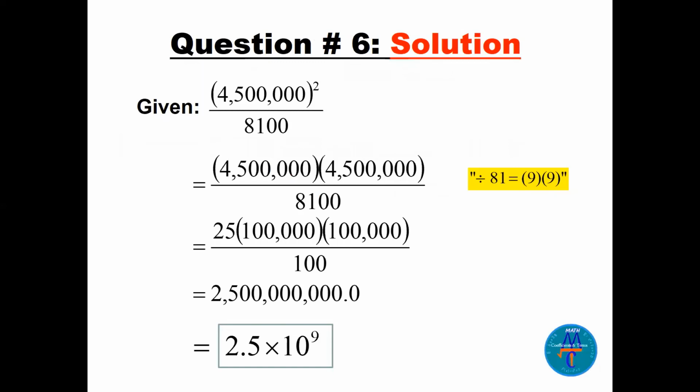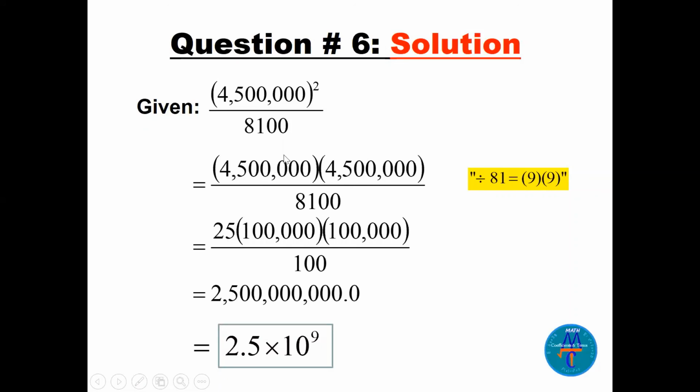Let's see. The answer, 2.5 times 10 to the power 9. Now, since I have a squared here, without using calculator, I can make duplicate number here, same number squared, over 8100. Now, 81 is 9 times 9, right? So 45 divided by 9 is 5, and 45 divided by 9 is 5. So I'm left only with 25 up.